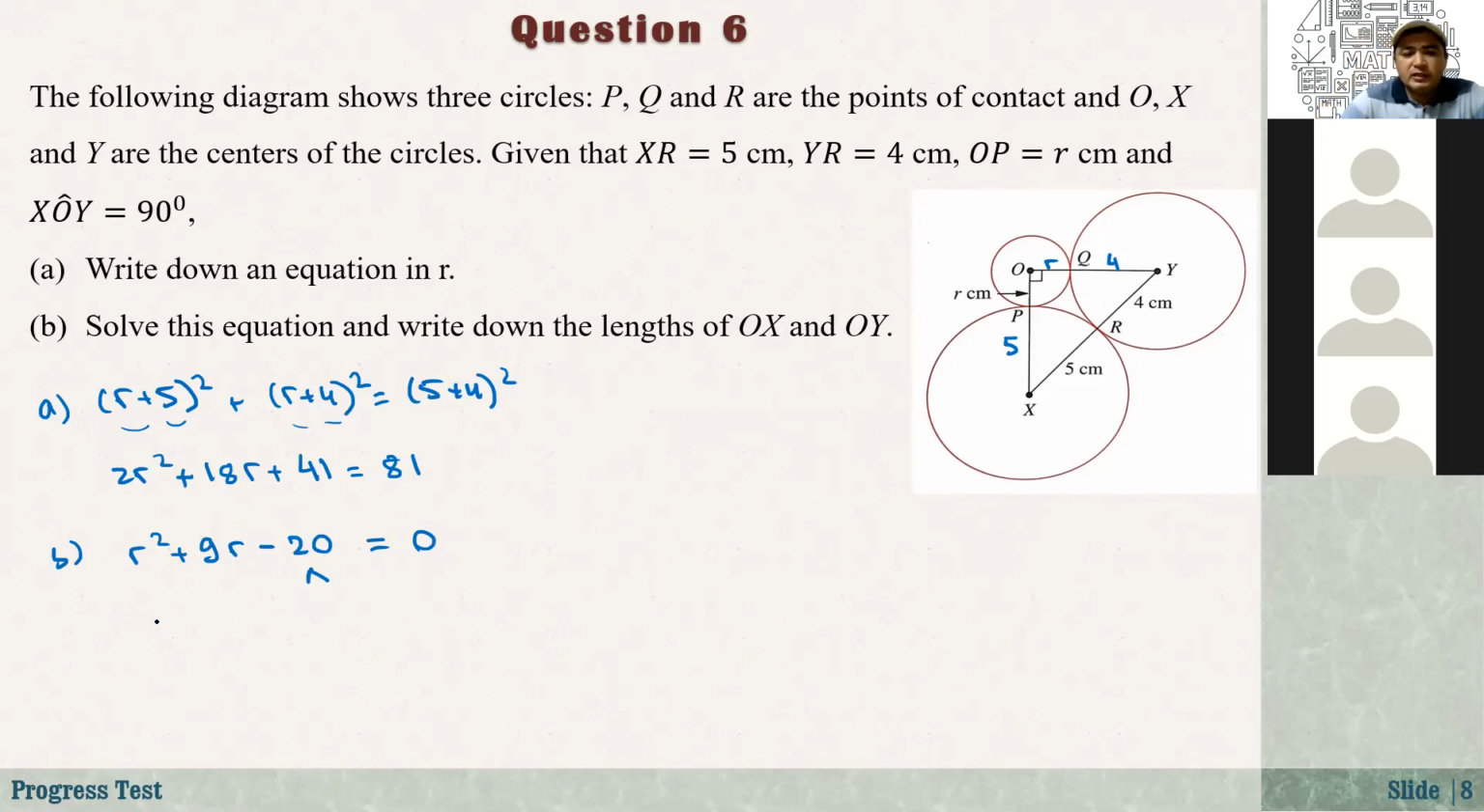What can we do here? Here we have r squared plus 9r plus 9. On the right-hand side, we have 29. I just took negative 20 to the right-hand side and added 9. So here that is a perfect square. Anyway, guys, how do we solve it here?